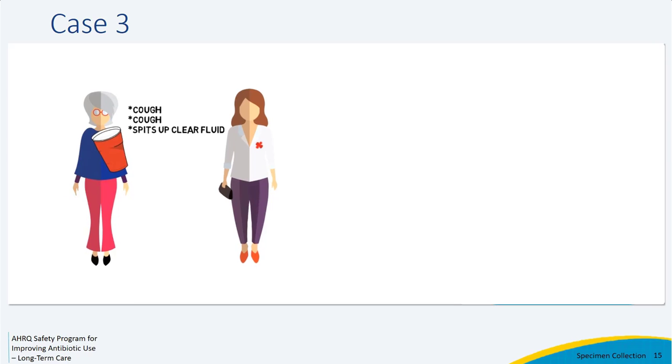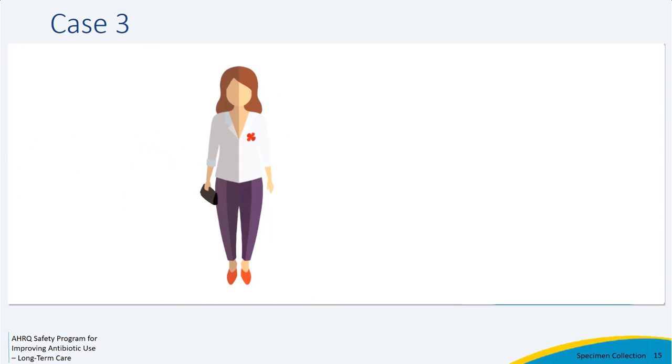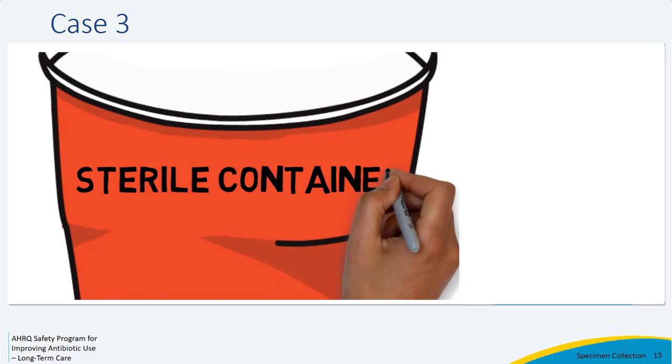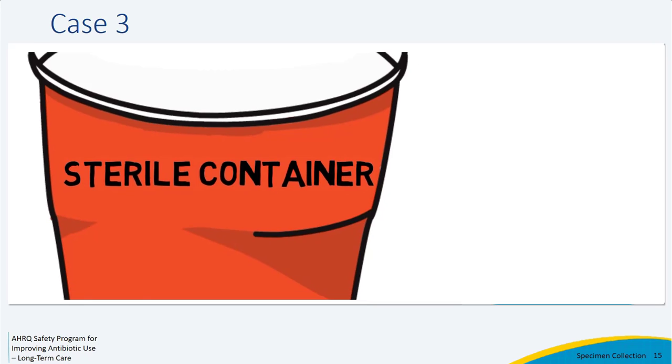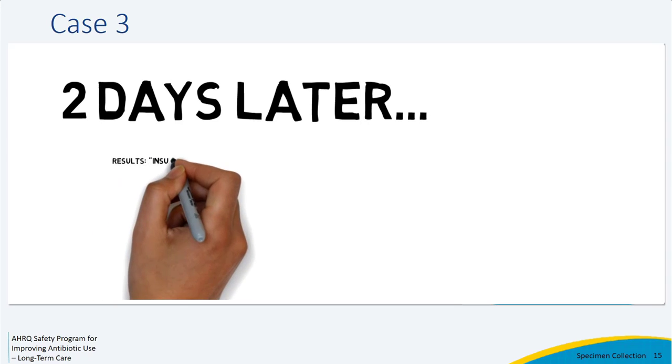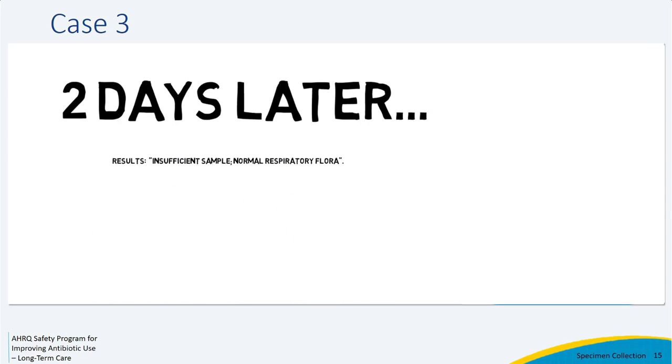You transfer the fluid from the cup into a sterile container after giving afternoon medication to the 3 other residents you are covering for, and then send the specimen to the lab. 2 days later, results from the specimen you sent return from the lab. The results read, insufficient sample, normal respiratory flora.